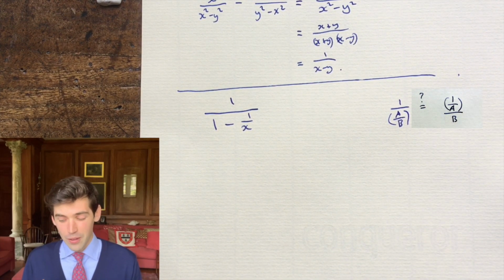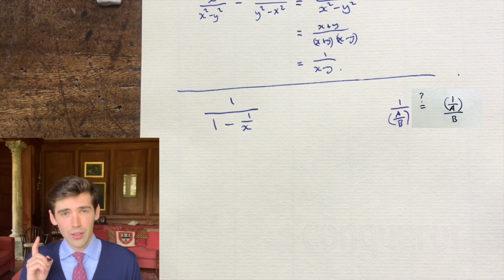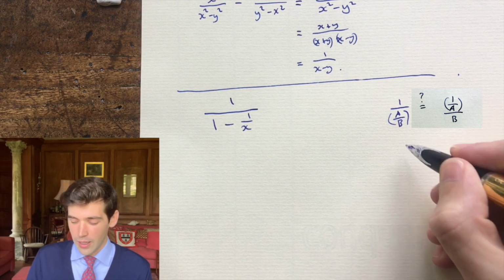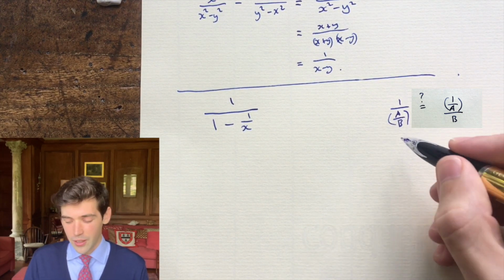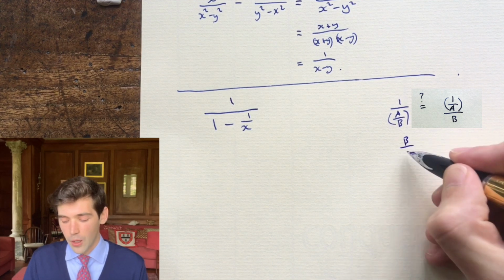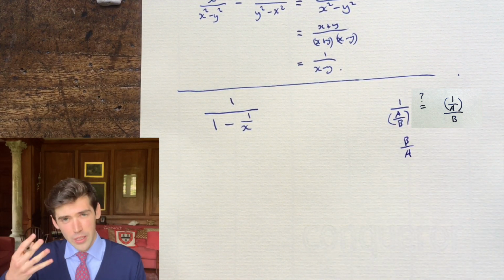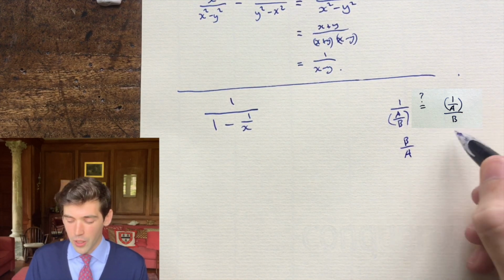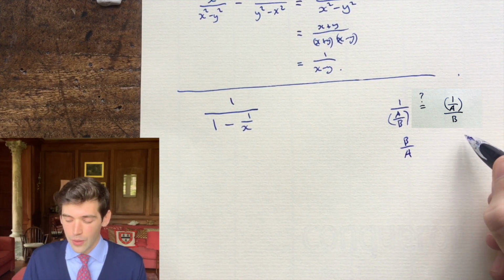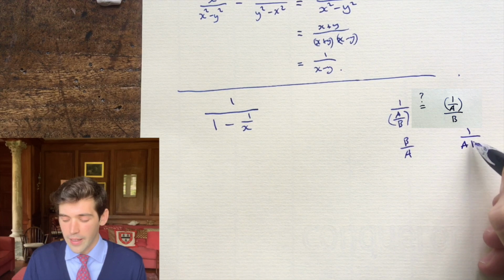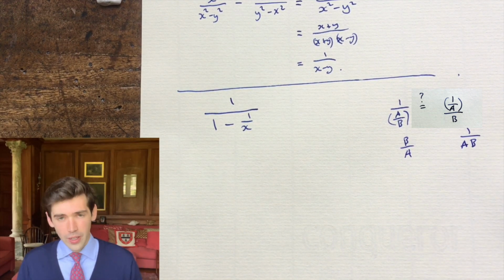Now, have a think about this. Do pause it and resume when you think you know the answer. Okay, it turns out they're not the same. And this one here on the left-hand side is actually b over a, because when you divide by a fraction, you're already multiplying by its reciprocal, whereas this one is actually 1 over ab. Okay, so these are very different things.